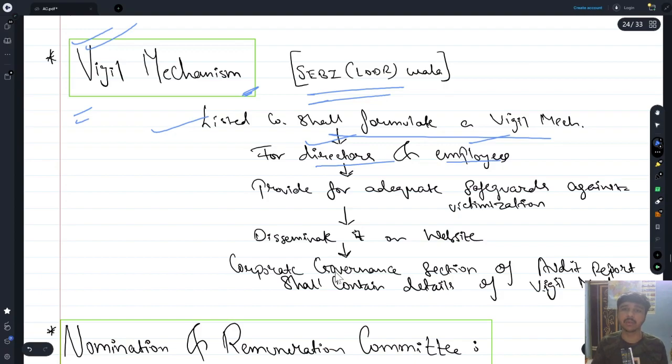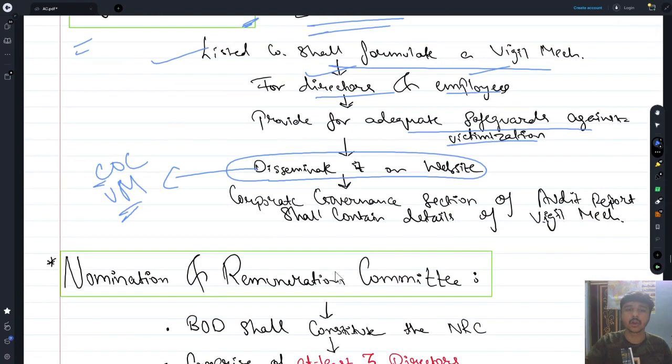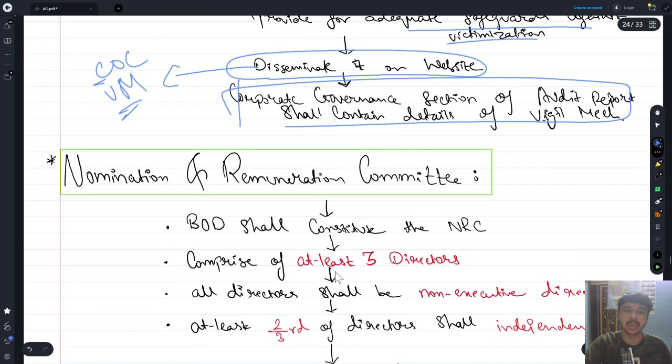What they will do? They can complain fearlessly, and there should be adequate safeguards against their victimization. Obviously, this should also go on the website. If a company wants to get famous, it will show its code of conduct and its vigil mechanism on the website. And the corporate governance section of the audit report shall contain the details of the vigil mechanism.